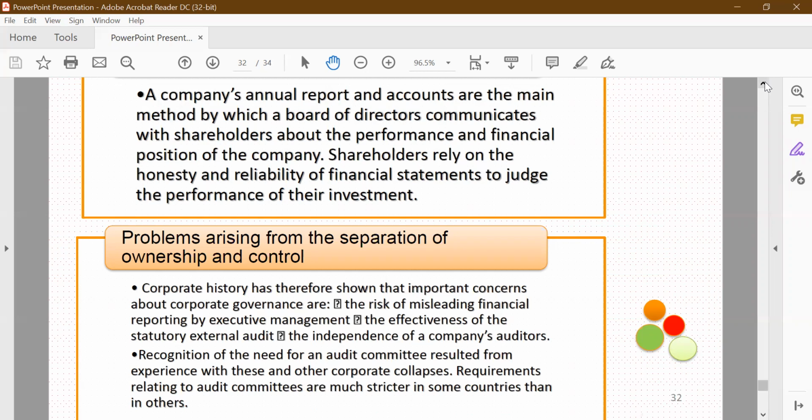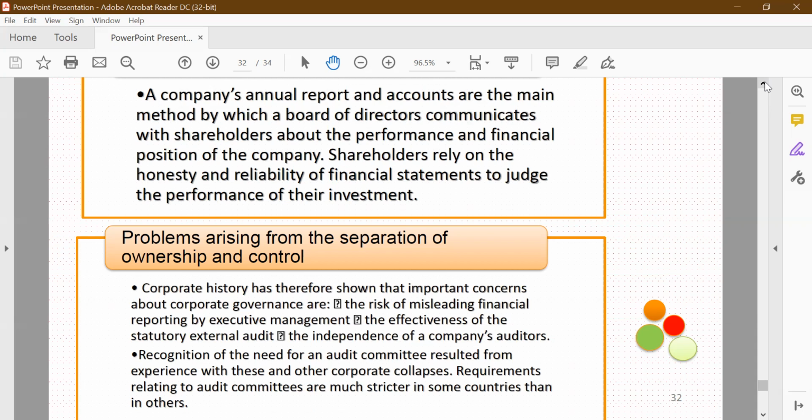Number two is the effectiveness of the statutory external audit. How effective is it? Because if it's not well done, it can affect the reliability of the financial statements. So these are problems of corporate governance. Number one, misleading financial reports. Number two, effectiveness of the external audits.